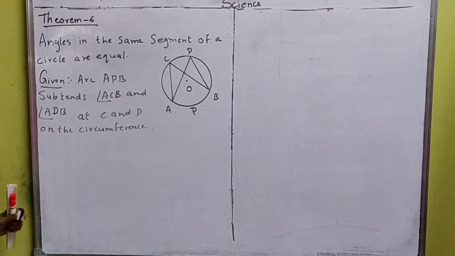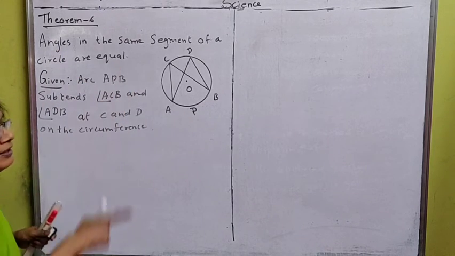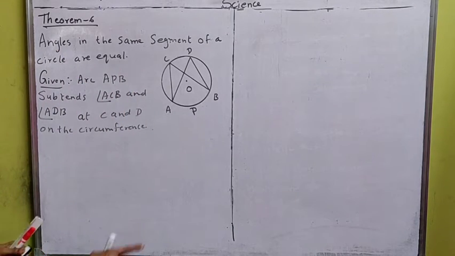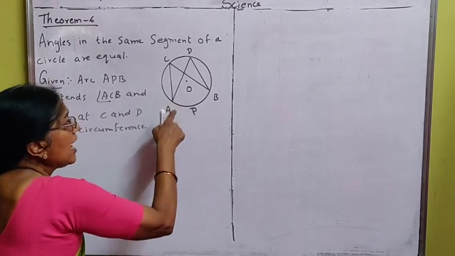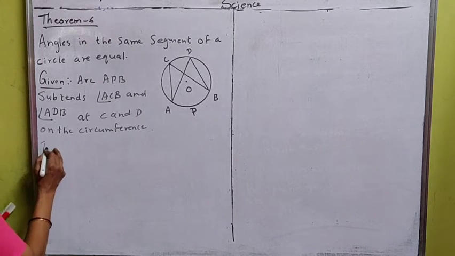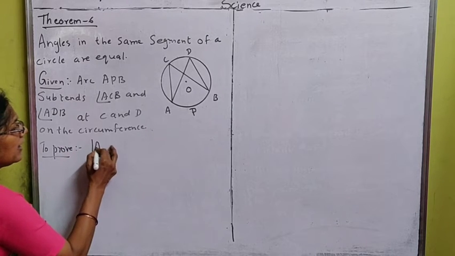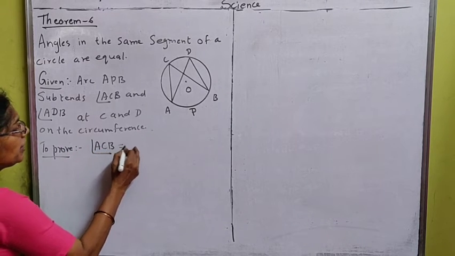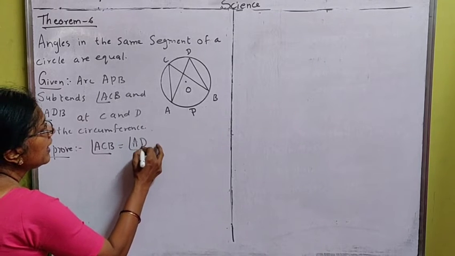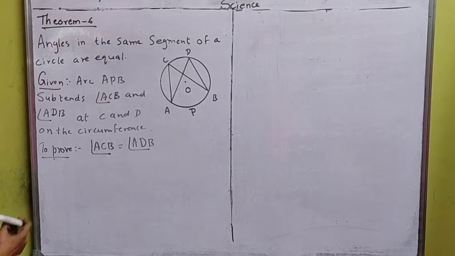Now, what it says is that those angles are equal. That is what you have to prove. Which angles? Angle ACB and angle ADB. They are equal. So what you have to prove: angle ACB is equal to angle ADB. You can prove this only by doing a construction.